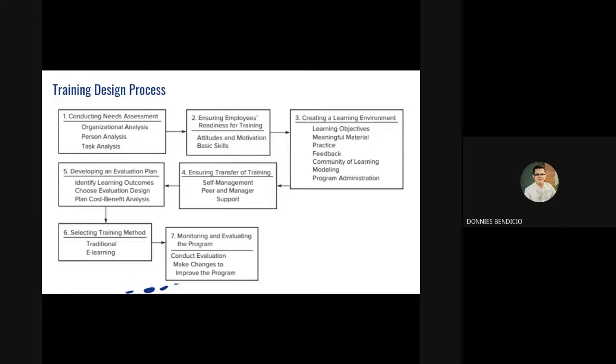So step number 6 is to choose the training method based on learning objectives and learning environment.